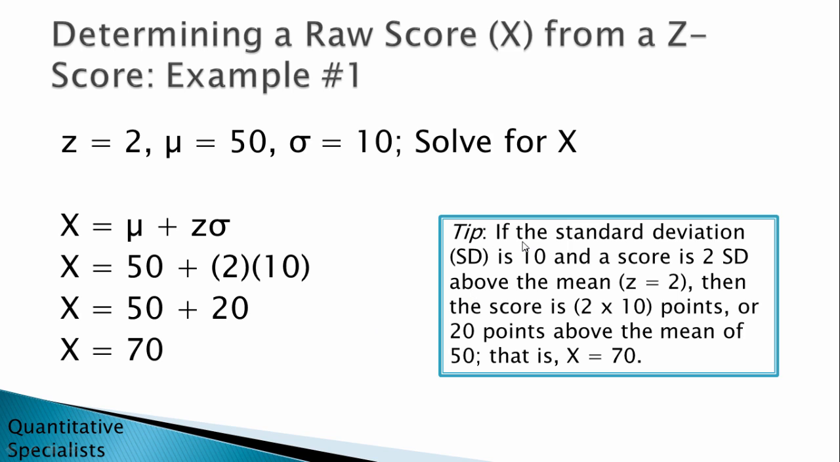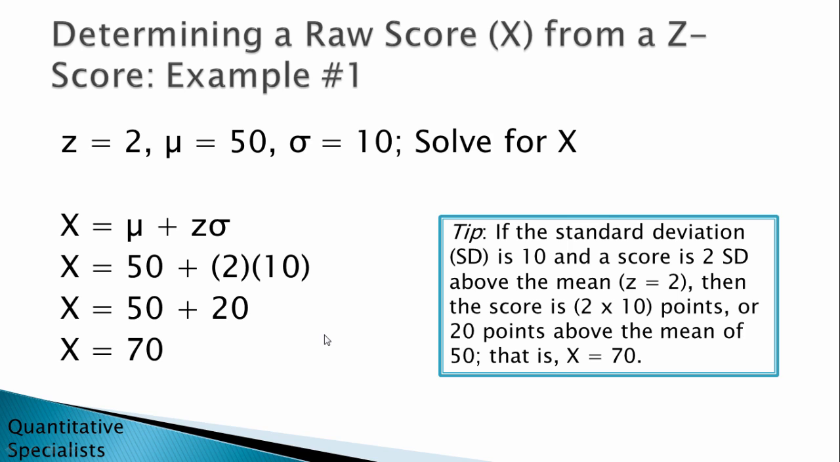Okay, so that's it for that problem, but it is helpful if you can process the following. This is just trying to get a conceptual understanding of what's going on, but it can be quite helpful. So if the standard deviation is 10, as we see here, and a score is 2 standard deviations above the mean, that is, the z is equal to 2, then the score is 2 times 10 points, or 20 points above the mean of 50. That is, it's equal to 70.